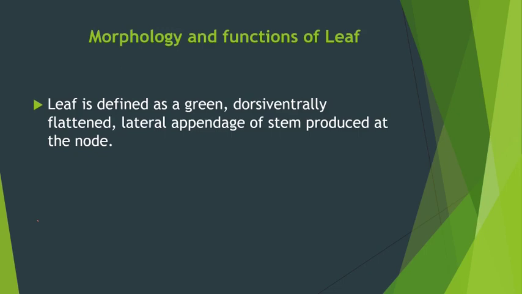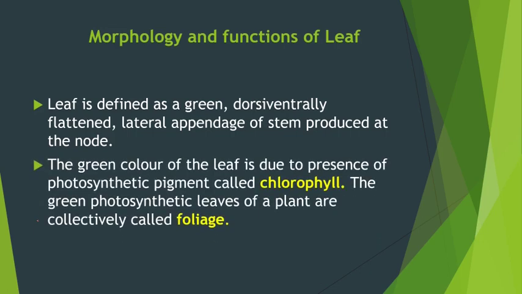So it is coming at the lateral part. The green color of the leaf, we know, is because of the presence of a pigment chlorophyll, which is a photosynthetic pigment, and therefore it is able to manufacture food by the process of photosynthesis. And if the green photosynthetic leaves are many in number, collectively they are called the foliage.